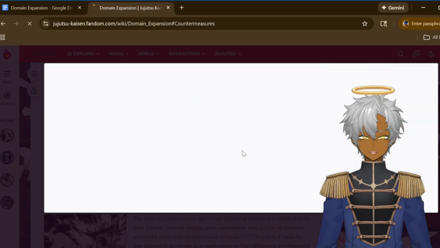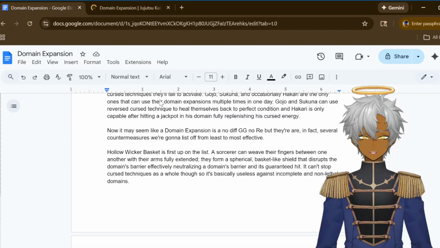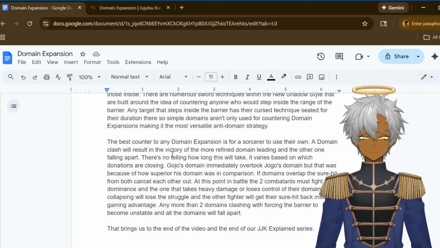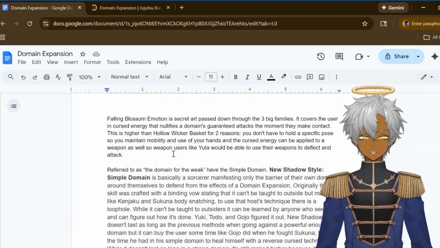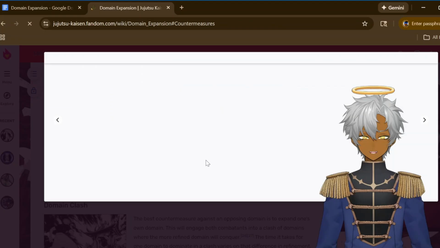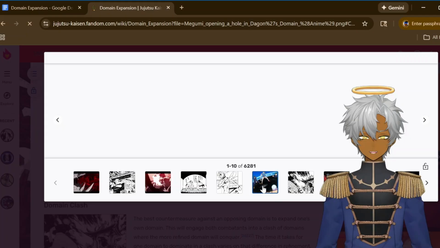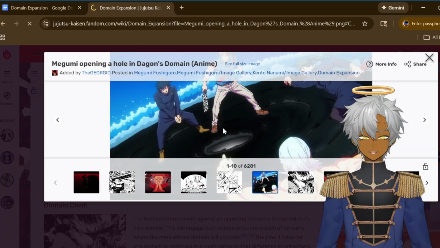One countermeasure that I actually did not bring up. I don't think I brought it up. Let me take a look. I think I did, but I want to talk about it just a little bit, because it did end up being a little bit of a loophole. But pretty much using your own domain is a way of basically counterattacking it.